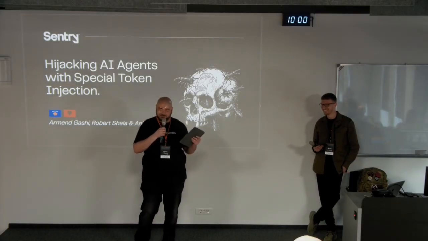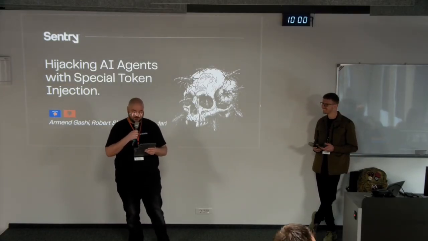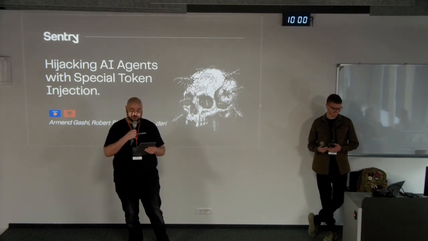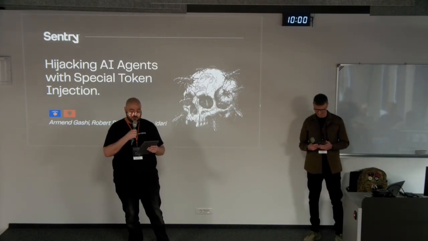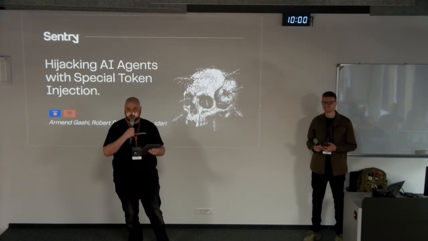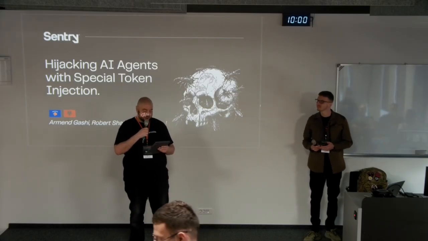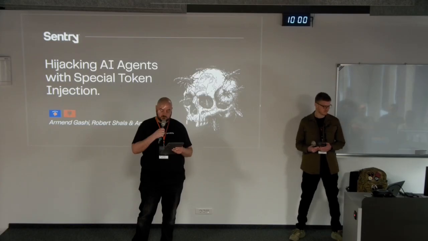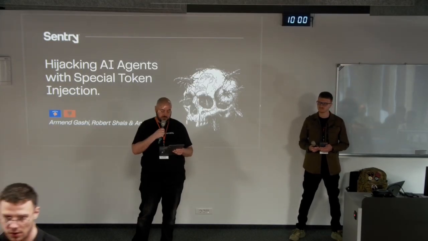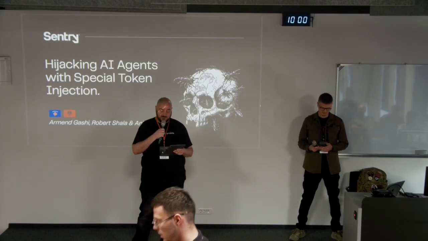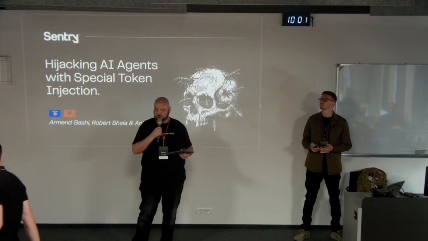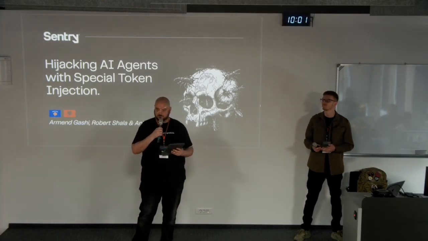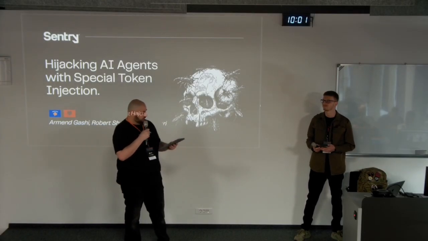Armned, Robert, and Anit work at the forefront of application security and AI red teaming. Between them, they've led thousands of security assessments and even contributed to testing frontier AI systems. Today, they'll show us how a technique called special token injection can hijack AI agents and manipulate their behavior, an attack class that feels eerily similar to the software bugs of the early 2000s, for those of us that are adult enough in the early 2000s. Please welcome Armned.